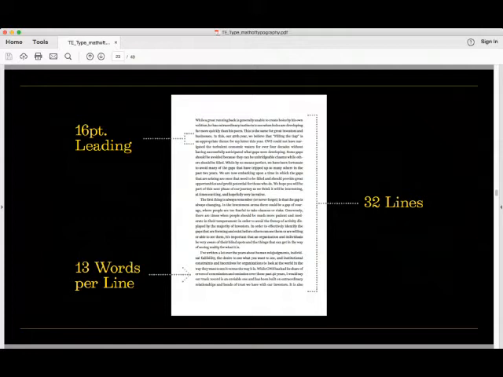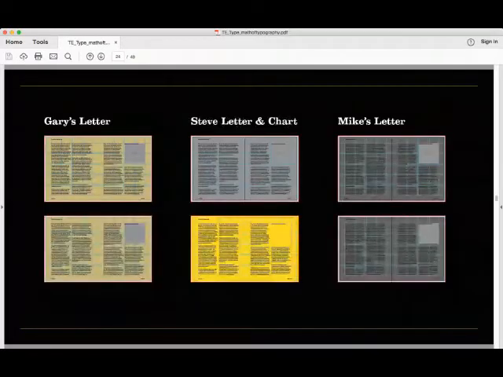So if I use 16-point leading to give the content plenty of breathing room, with 10-point size type, I can get 32 lines per page. So 32 times 13 equals 416, or 400 words on average per page. I can fit about 400 words per page, or 800 words per spread. Okay, so I start accumulating that page total.